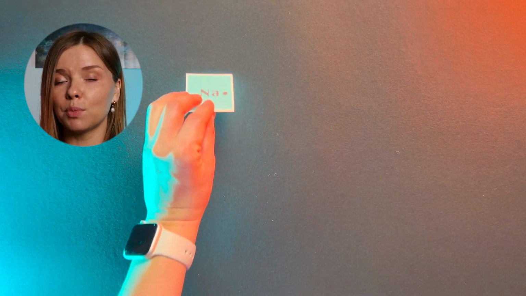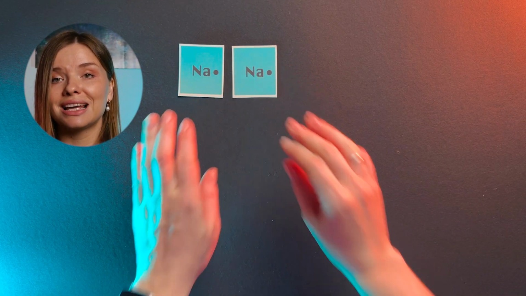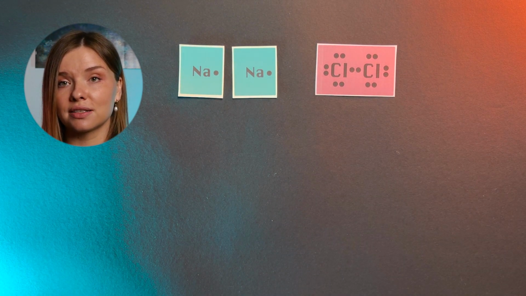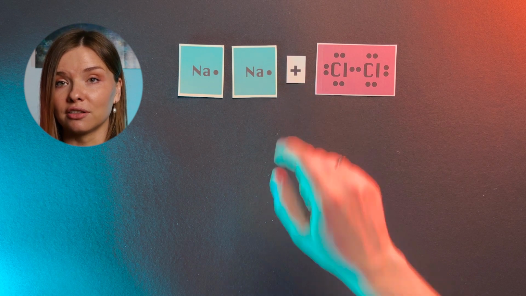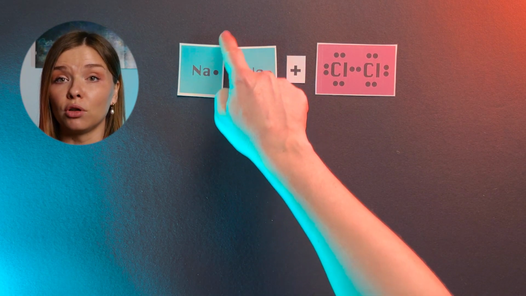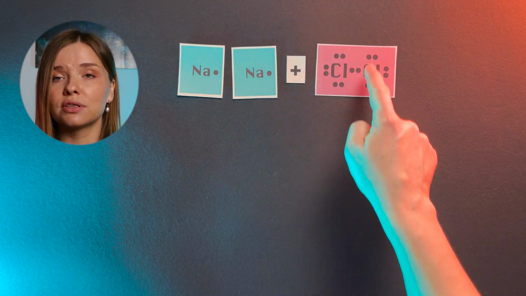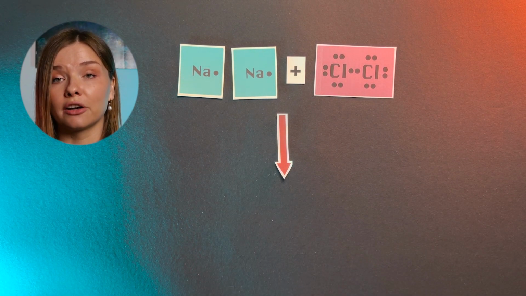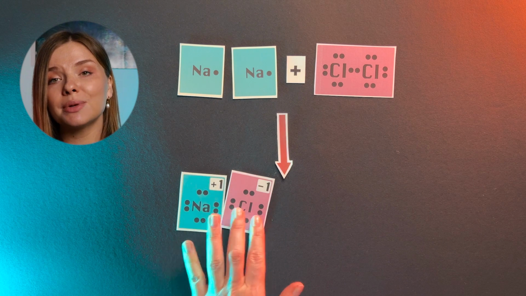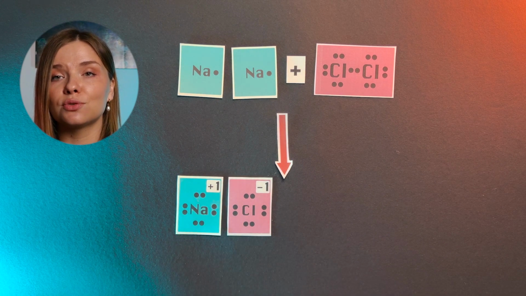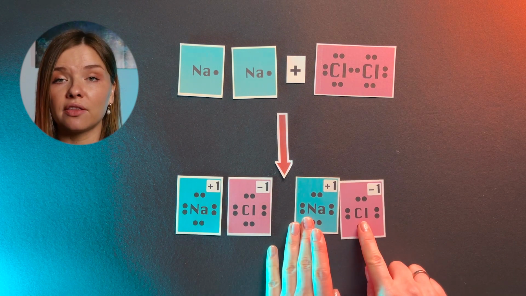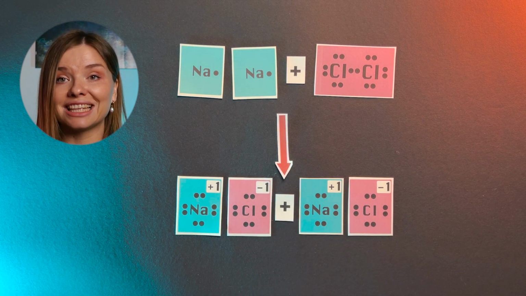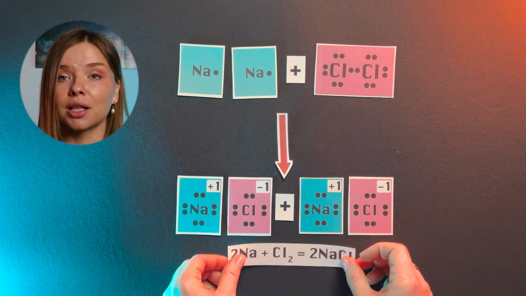Going back to the example with the chlorine and sodium. It's actually not a single chlorine atom that reacts, but a chlorine molecule. Chlorine only exists as a molecule, and the reaction looks like this. Two sodium atoms react with one chlorine molecule. Each sodium atom gives one electron to the chlorine atoms, breaking the bond between them and forming two sodium chlorides. And here is how it looks in a chemical equation.